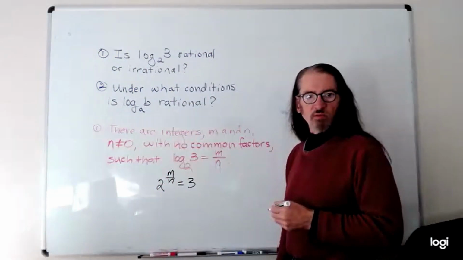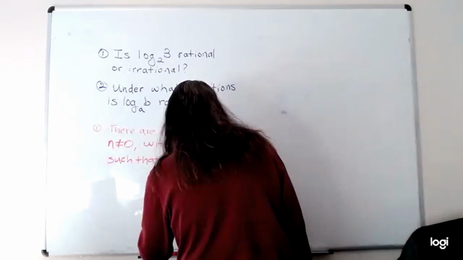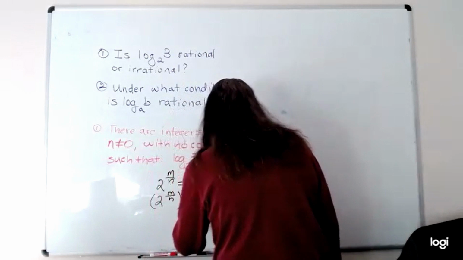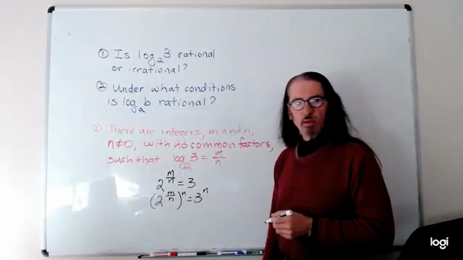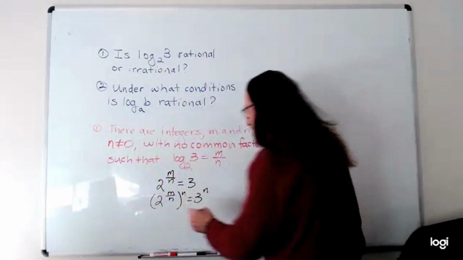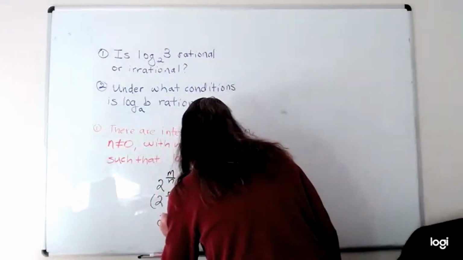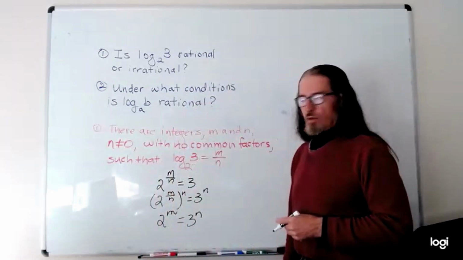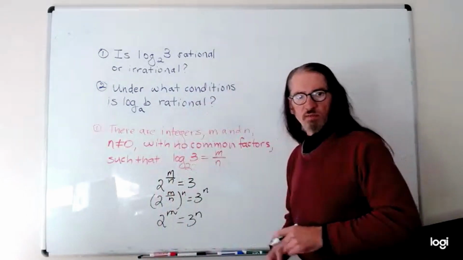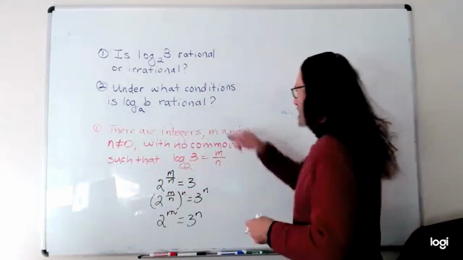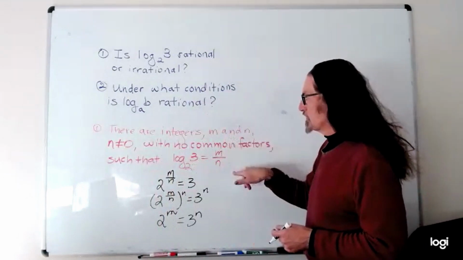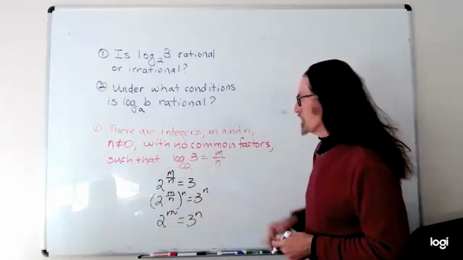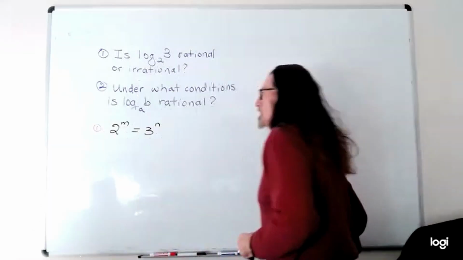If we raise both sides to the nth power, we will still have equality, and on this side, the n's will cancel. So we have 2 to the m equals 3 to the n. We do a little erasing here. Keep in mind, though, that m and n are integers, so these are integer powers that we're talking about. n is not equal to 0, and there are no common factors.